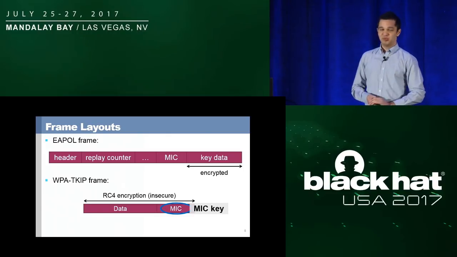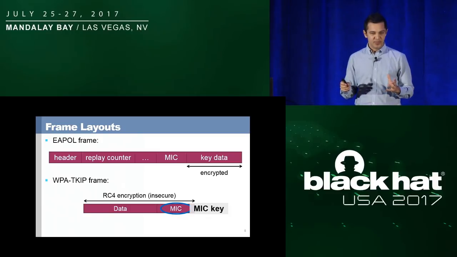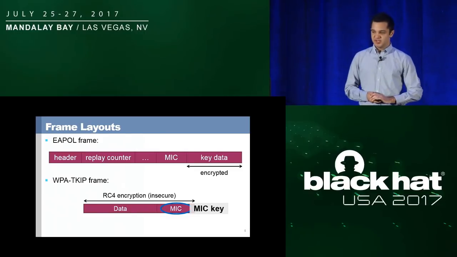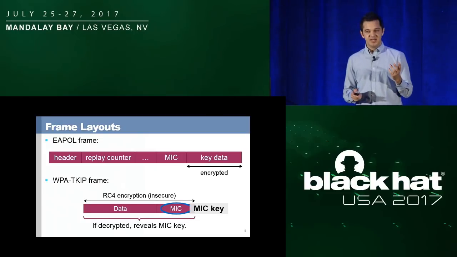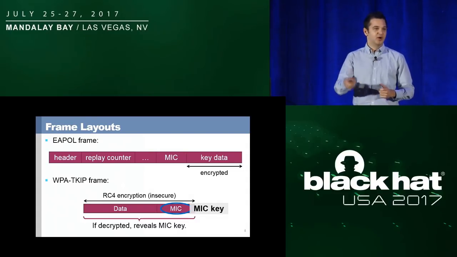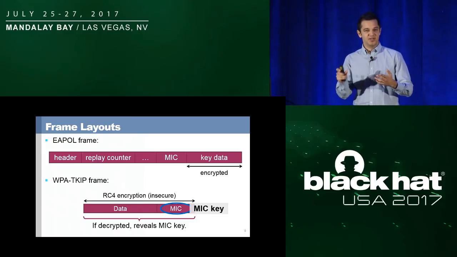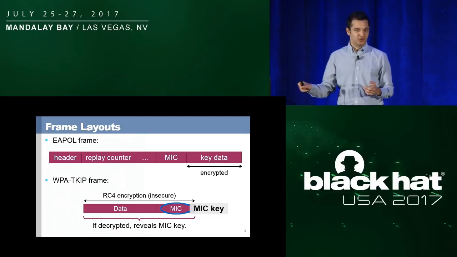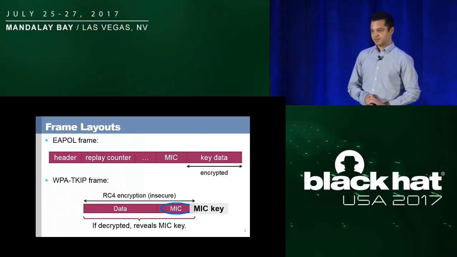There's another reason why WPA TKIP is not secure, and that's because this MIC is calculated using a MIC key, using a hash algorithm, essentially. But the problem here is that if an attacker is able to gain access to the data and the MIC field in a decrypted form, so if he can somehow undo the RC4 encryption, then he can derive the MIC key. And normally that is not possible in a cryptographic protocol. We're going to come back to this issue later during the presentation.